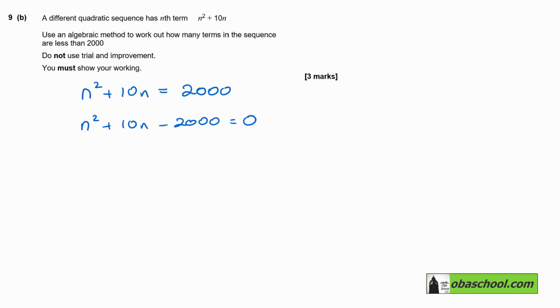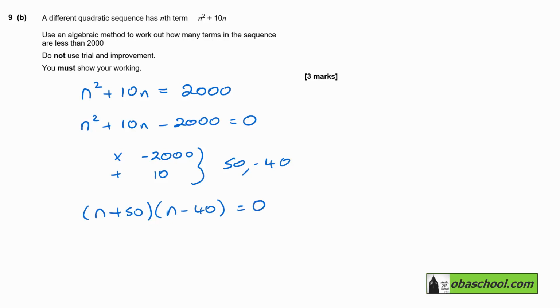Now we might be able to factorize this. We're looking for numbers that multiply to -2000 and add to 10. Numbers that would do this are 50 and -40. So n plus 50, n minus 40 is equal to 0. That would give me n is -50, or n is equal to 40.